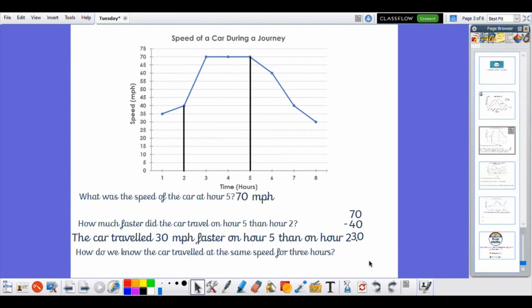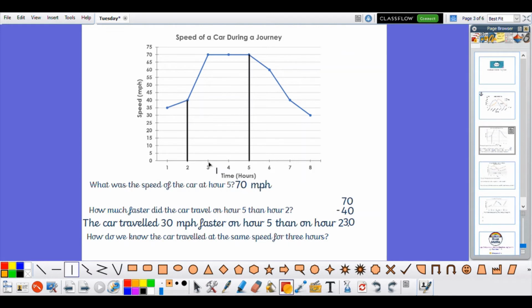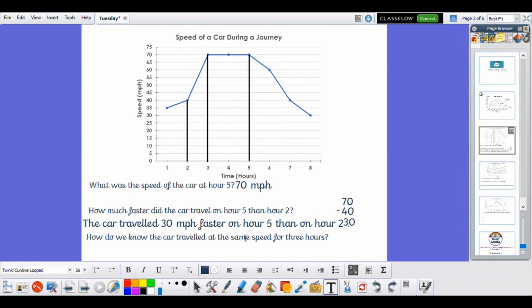Okay, and then question 3 says, how do we know that the car travelled the same speed for 3 hours? If we look at our graph, we can see that at one point between hour 3 and hour 5, the graph stays at the same height, okay? So it's not decreased or increased on my graph. Because the line is flat, I can see that it stayed the same speed for 3 hours. 2 hours even, that should say.